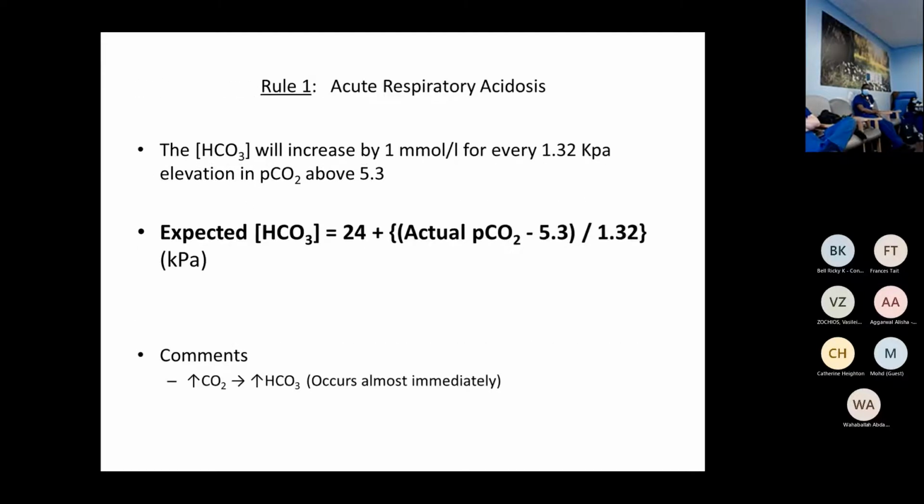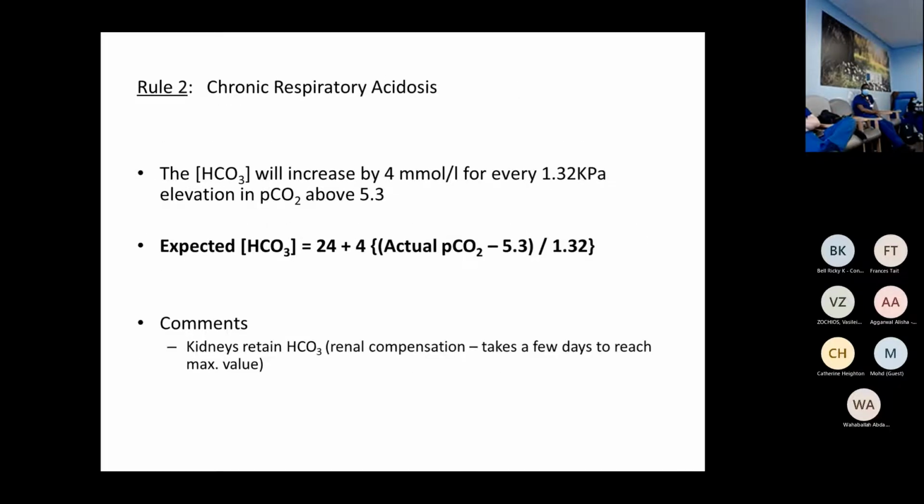So that was an acute respiratory acidosis. For a chronic respiratory acidosis, as you'd expect, that number changes. You get a bigger compensation, so rather than 1 millimole per 1.32, it goes up to 4 millimoles. This will take longer to compensate.